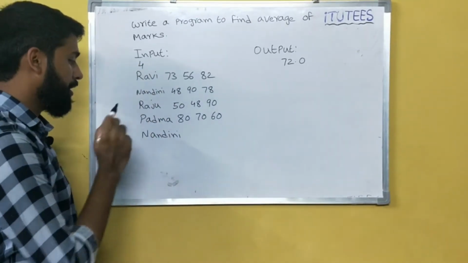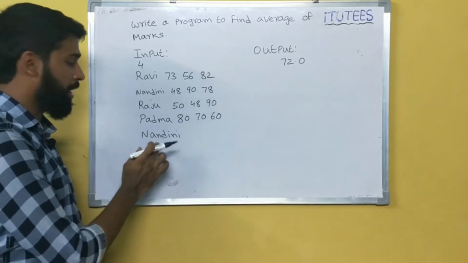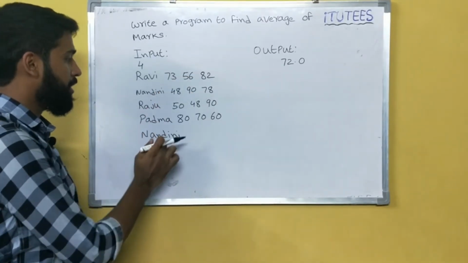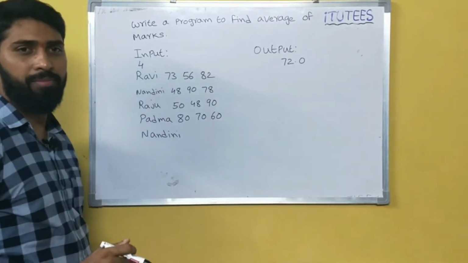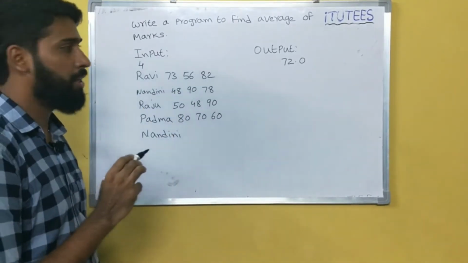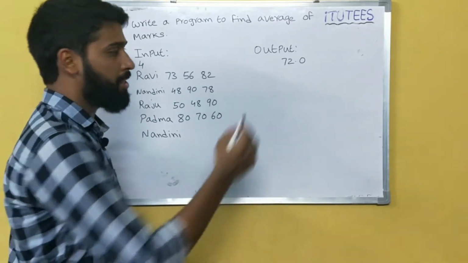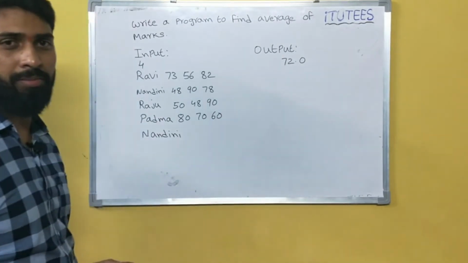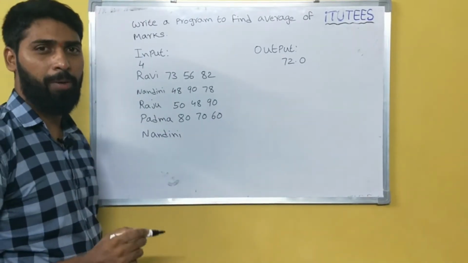After that, they are giving input. I want to know the average marks of Nandini. So 48 plus 90 plus 78 by 3, and the expected output is 72.0. So now we are going to see the program.